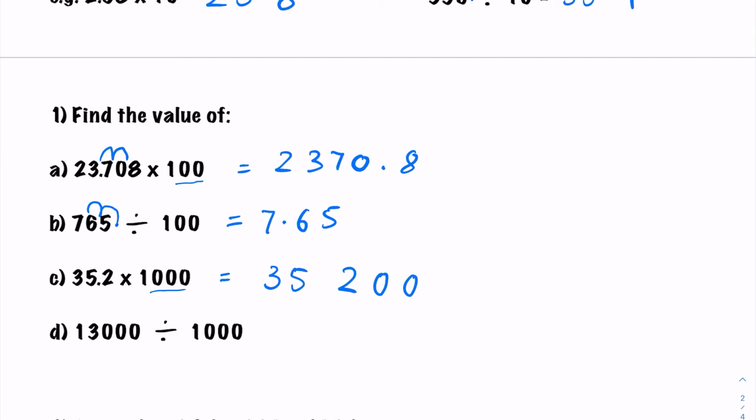13,000 divided by 1,000, in exactly the same way, you'd have the decimal at the end here, and we're dividing by 1,000, so we need to jump 1, 2, 3 places to the left. So you just get 13 in that case there.